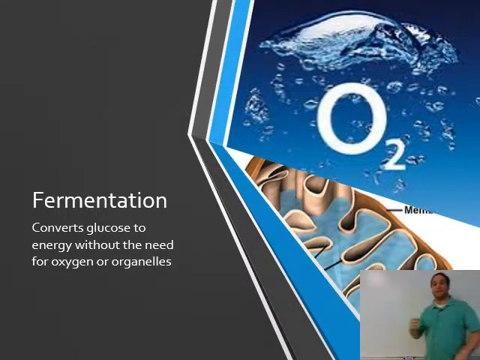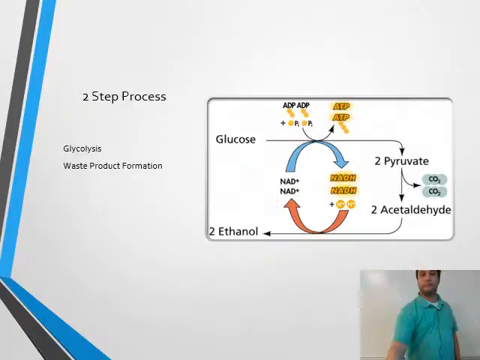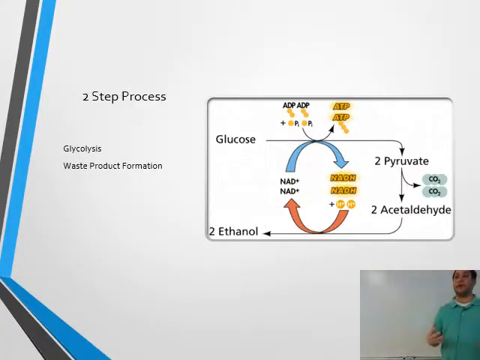So fermentation converts glucose to energy without the need for other organelles. It's very, very simple and efficient. It is a two-step process. And the wonderful part for you guys is you already know half of it. You literally know the entire first step. It's just glycolysis again. The second step is a little bit more involved, but it's only one step.